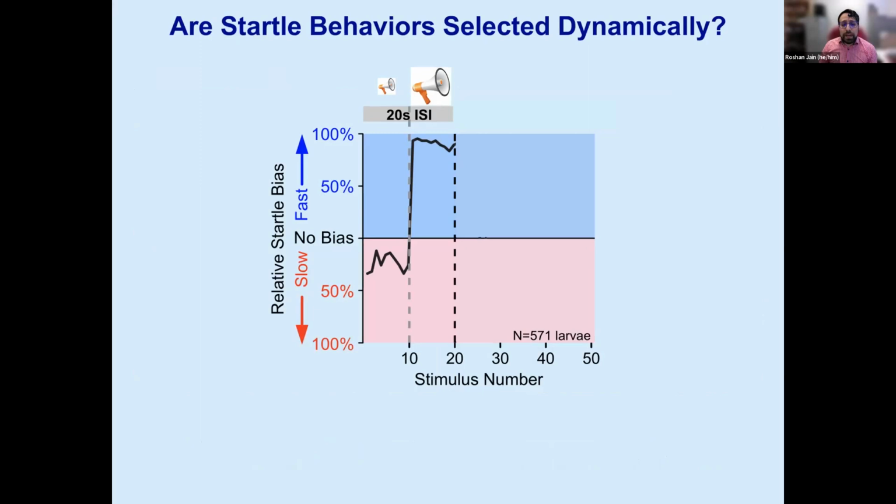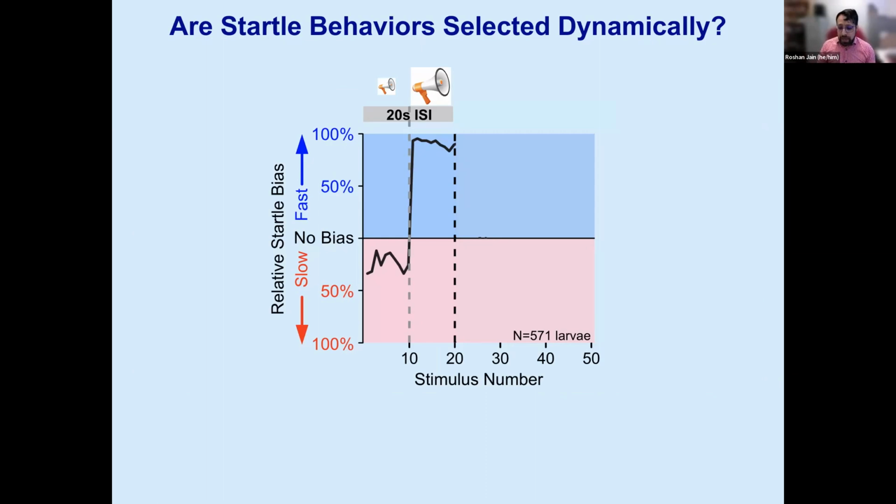And so what we found is that when we give fish quiet stimuli or low intensity stimuli that are presumably less threatening, the fish are biased towards performing these slow startle responses. Whereas if we give them strong, potentially more threatening stimuli, and they're spaced out by 20 seconds here, they prefer to perform those fast startle responses.